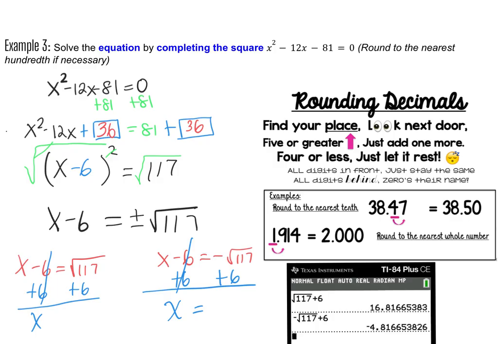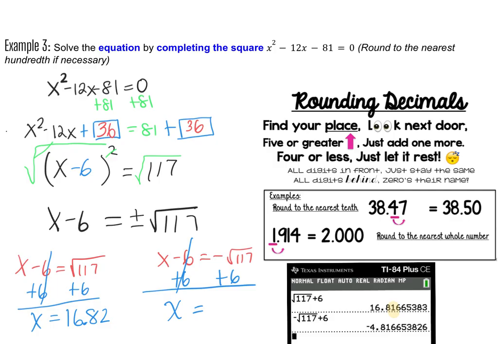When I do that, notice that I have the square root of 117, and then outside of the radical, I have the plus 6, and I get the decimal 16.81665383. So remember, when we're rounding, we are trying to find our place first, so our place is the hundredth. That's the second number after the decimal point. Because I'm looking at the 1, I need to look next door to the 6. And because it is greater than 5, I'm going to add 1. So my answer for the first one is going to be 16.82 because I needed to add 1.